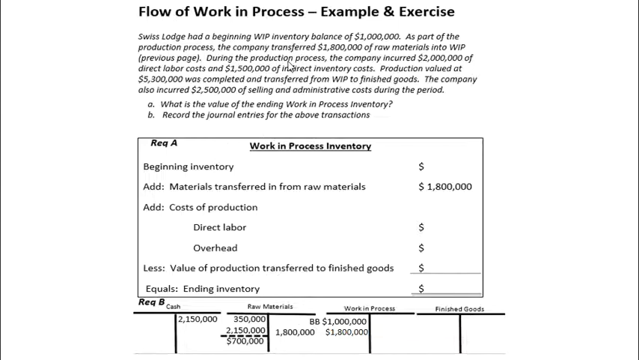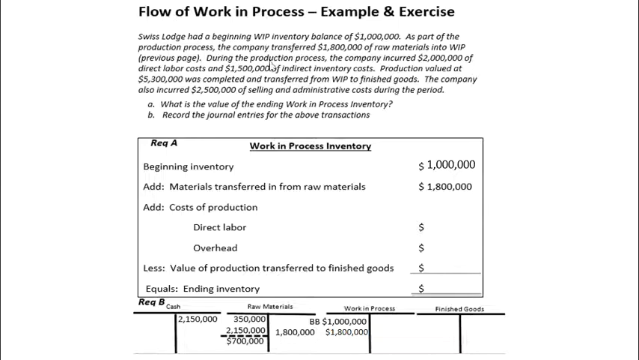Okay, now, during the production process, the company incurred $2 million of direct labor costs and $1,500,000 of indirect inventory cost. In other words, again, indirect product costs. So let's take a look at the amount that we have to record for our direct labor. I'm sorry, before I do that, I should have also posted that Swiss Lodge had a beginning work in process inventory balance of $1 million. So I should have posted that in advance. Sorry about that, my bad for the example.